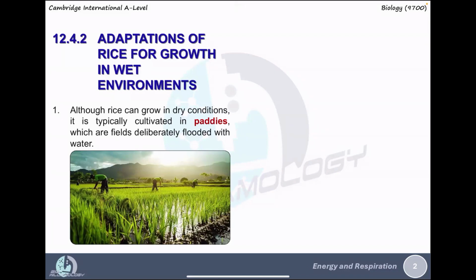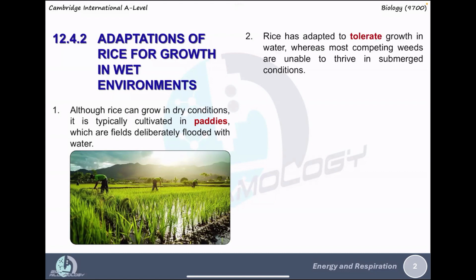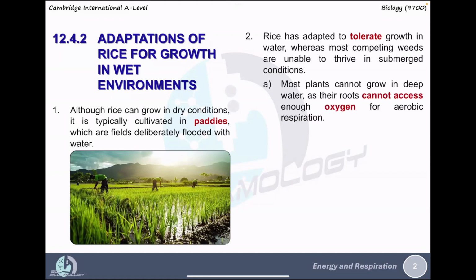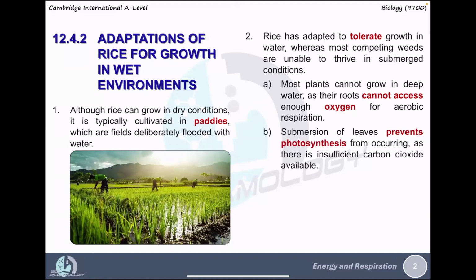Although rice can grow in dry conditions, it is typically cultivated in paddy fields, which are fields deliberately flooded with water. So rice has adapted to tolerate growth in water, whereas most competing weeds are unable to thrive in submerged conditions. Because most plants cannot grow in deep water, as their roots cannot access enough oxygen for aerobic respiration. And the submersion of the leaf prevents photosynthesis from occurring because insufficient CO2 is available for photosynthesis.